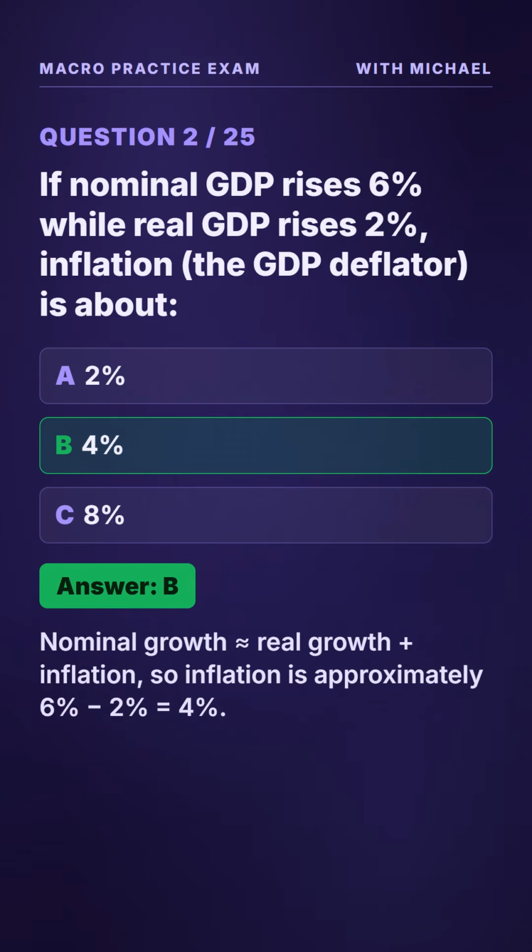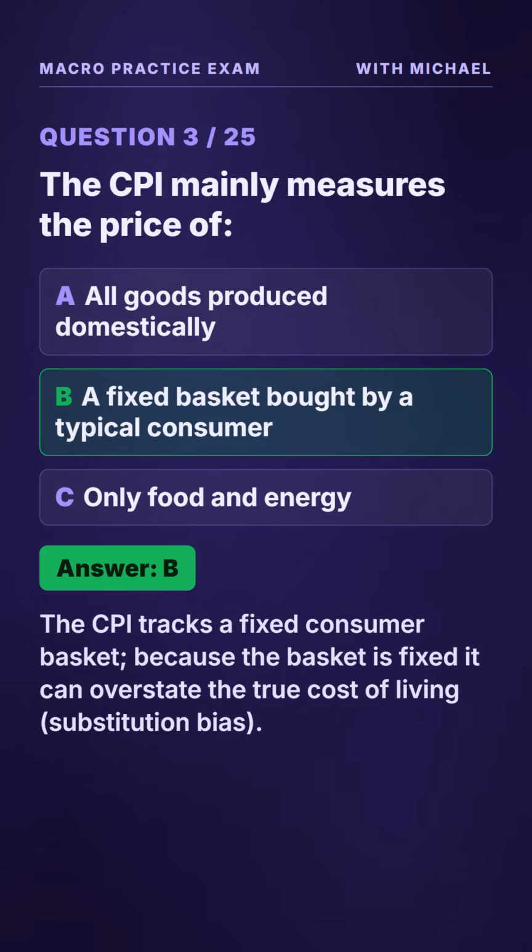Question 2. The correct answer is B. Nominal growth is almost equal to real growth plus inflation. So inflation is approximately 6% minus 2% equals 4%. Question 3. The correct answer is B. The CPI tracks a fixed consumer basket. Because the basket is fixed, it can overstate the true cost of living, substitution bias.